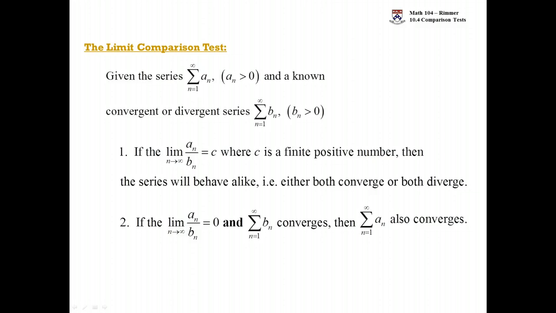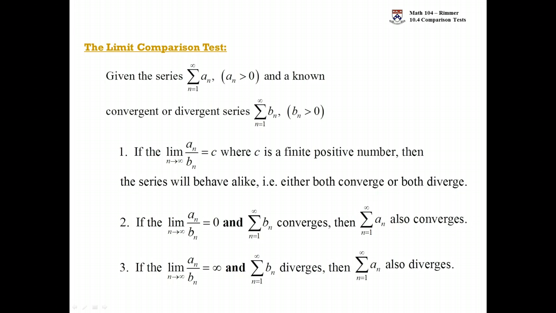But it even says more. It even allows for the limit to be equal to infinity. If you pair the fact that the limit of a sub n over b sub n equals infinity with the fact that your series diverges, the one that you went out and got, then you can conclude that the given series a sub n also diverges. And so this is the limit comparison test. It has no worry about an inequality going one way or the other.